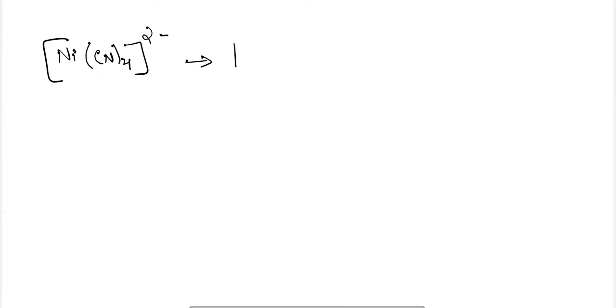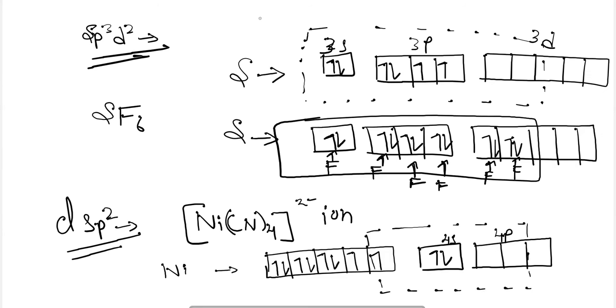So the structure for the formation for such type of compounds will be something like this: 1, 2, 3, 4, 5. Here what has happened, after the formation of hybrid orbital, this particular electron will move towards the next orbital, where half filled electrons were present, and it will take the place there, and it will become totally empty.